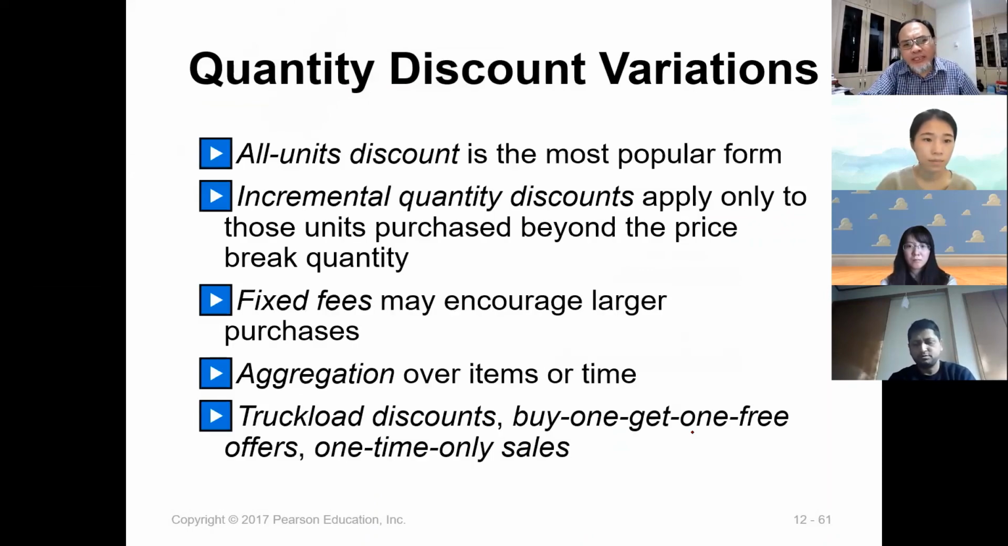So quantity discount variation: all-unit discount is the most popular form. That means it depends on units. All units means when we go for sales, it's all units. It's not like when you buy a certain brand of jeans, buy one free one or buy two free one. That's a different kind of discount. Then there is incremental quantity discount, which is the example that we showed just now. Remember, it's incremental, because a certain quantity is what you pay.